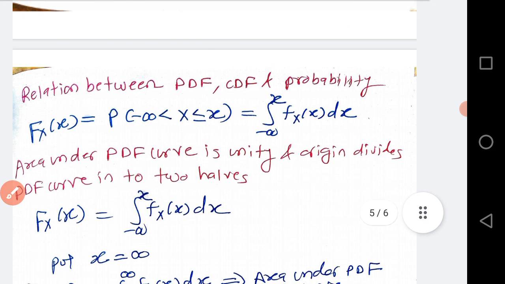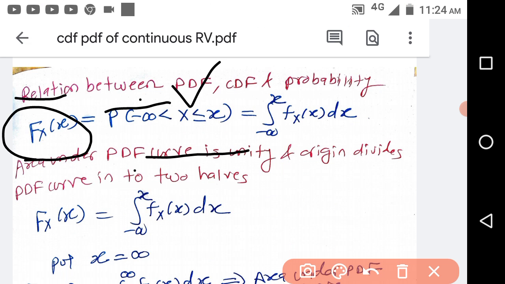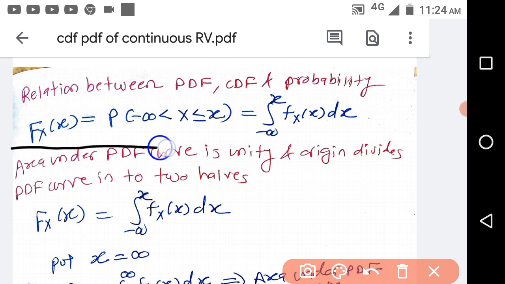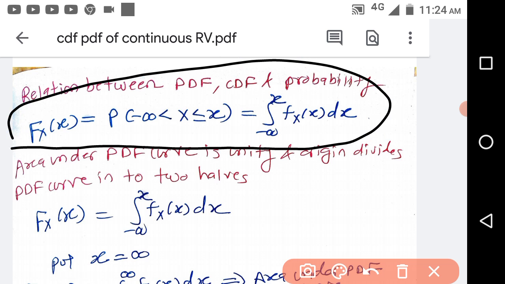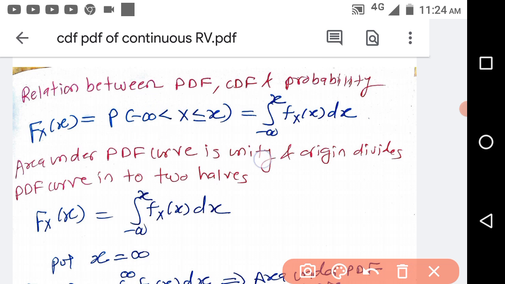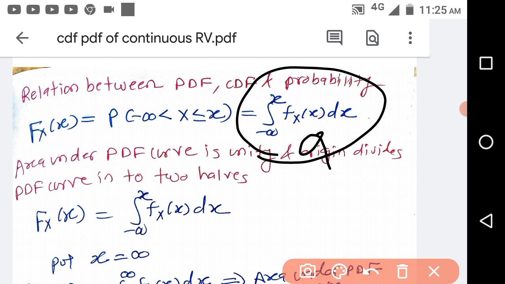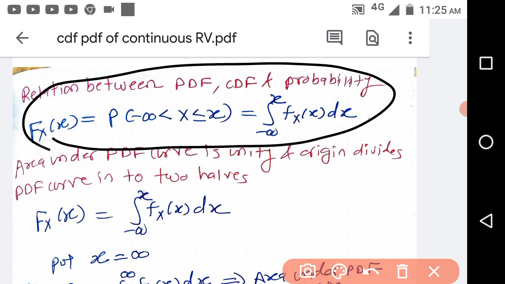So what is the relation between PDF, CDF and probability? This formula is very important. CDF is nothing but the probability, F_X(x) is the probability that X is less than or equal to x. Here I have taken it as minus infinity, so the probability that minus infinity less than X less than or equal to x is nothing but the integration of the PDF, minus infinity to x f_X(x) dx. So this is very important.